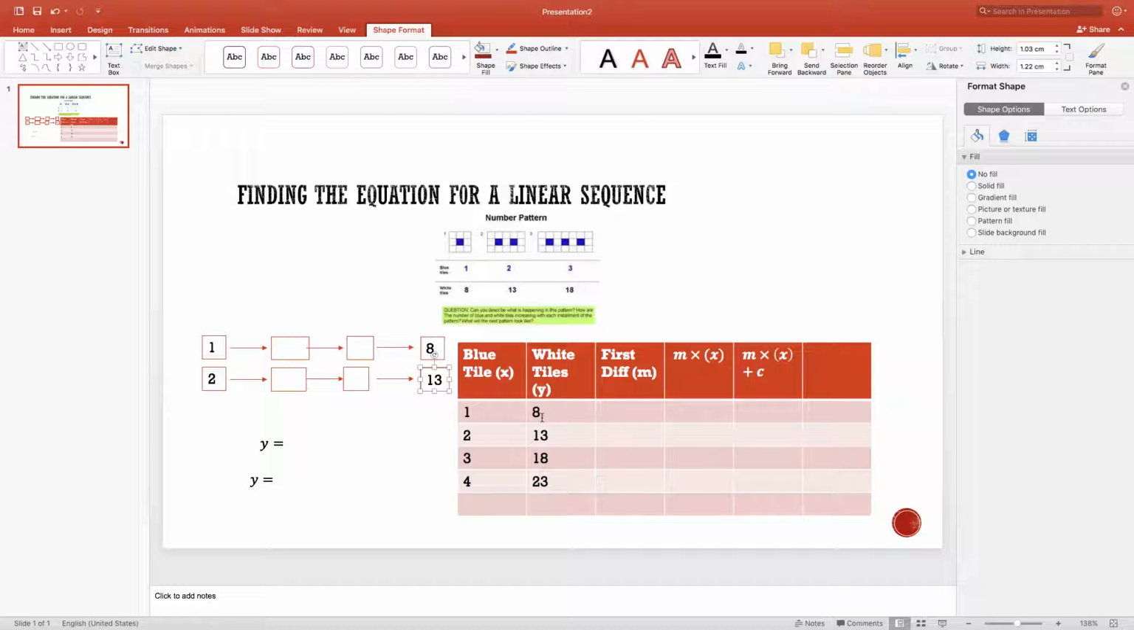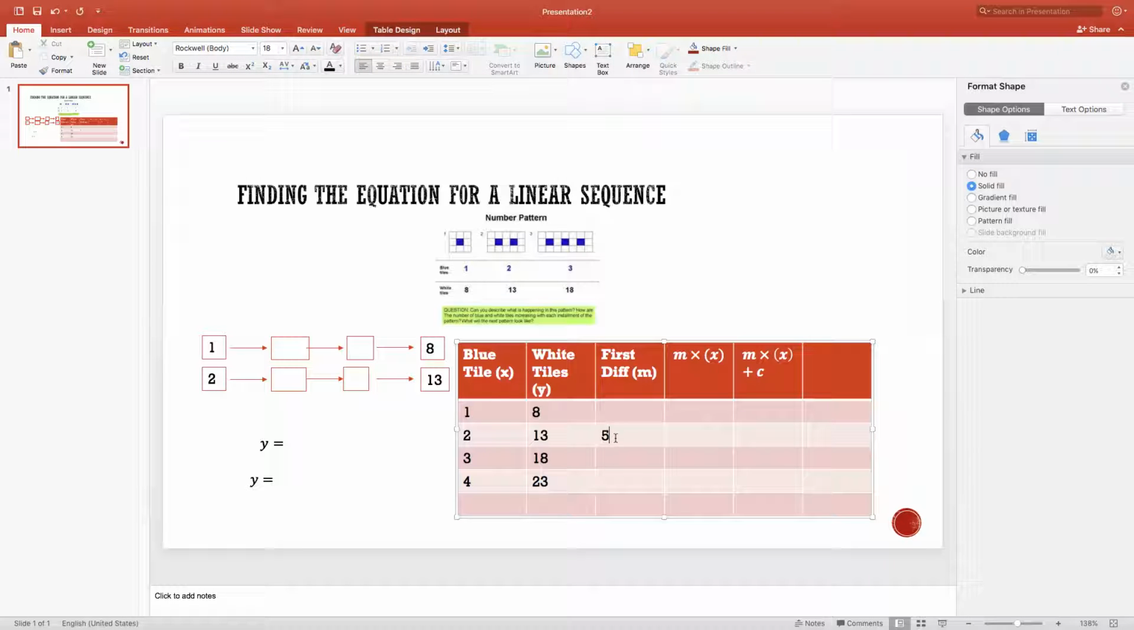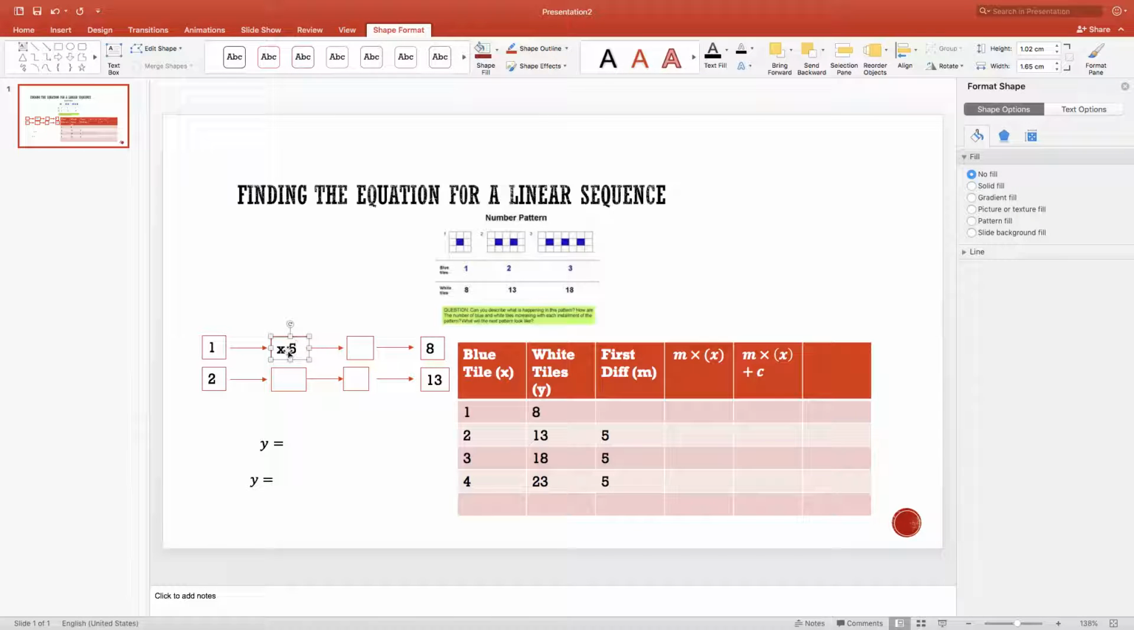So if I go 13 minus 8, that is 5. 18 minus 13 is also 5. 23 minus 18 is 5. So this tells me that if I take the number of blue tiles and multiply it by 5, then that is the first step in finding out what maps it onto 8. And the same here, 2 times 5, and then something gets to 13. So I'm going to do that over here.